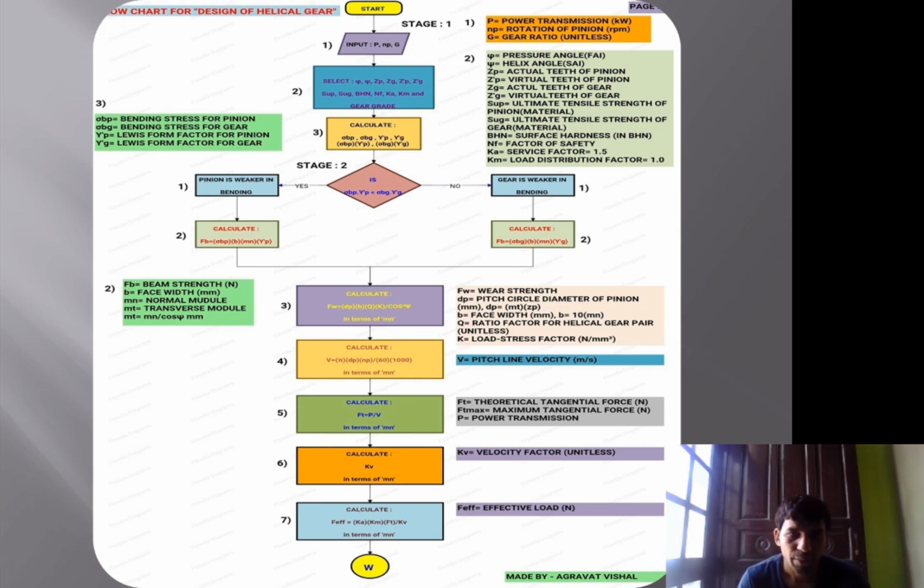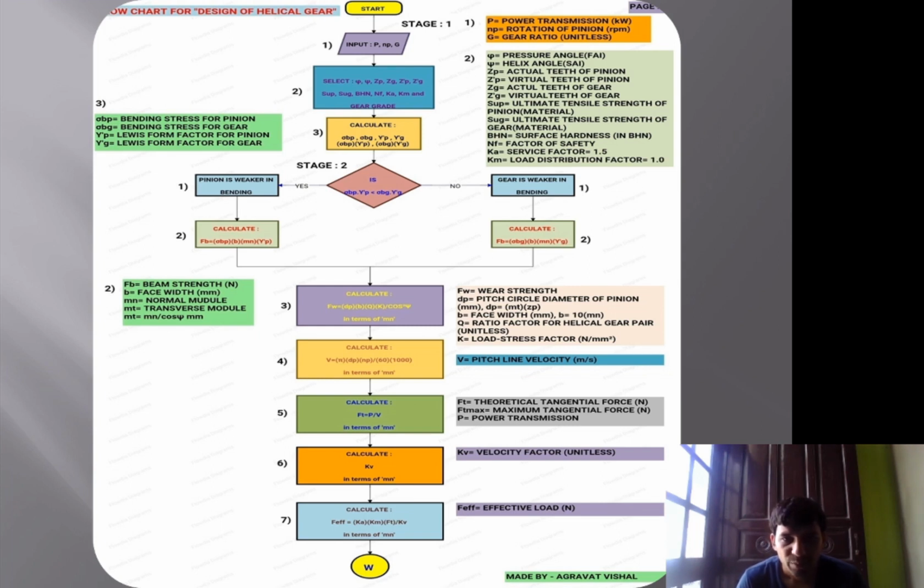Similarly, we next calculate FT. You know what FT is. FT is the tangential tooth load, which is also equal to FB. So FT is equal to P divided by V, where P is the power transmitted by the gear, and V is again the pitch line velocity, which we have calculated by pi D N upon 60.